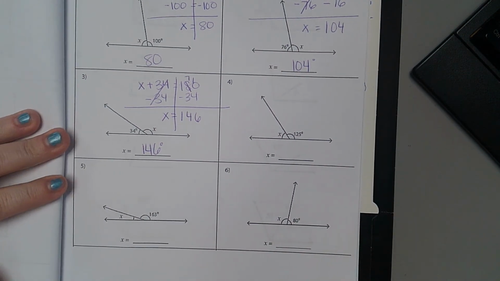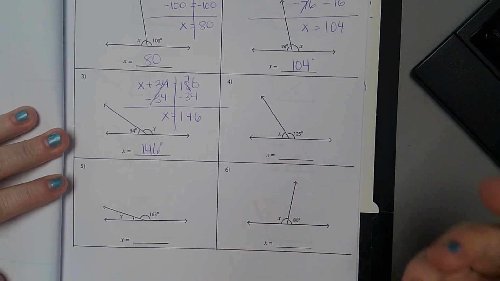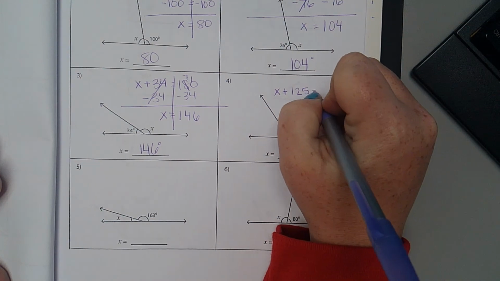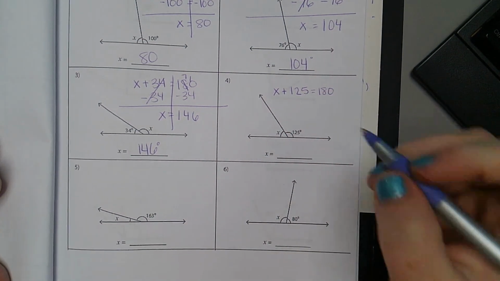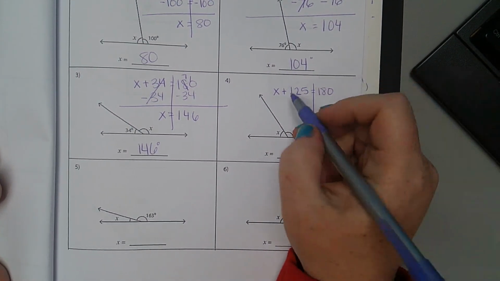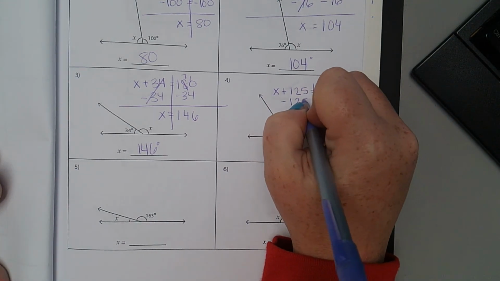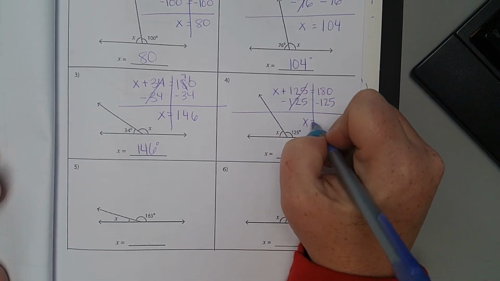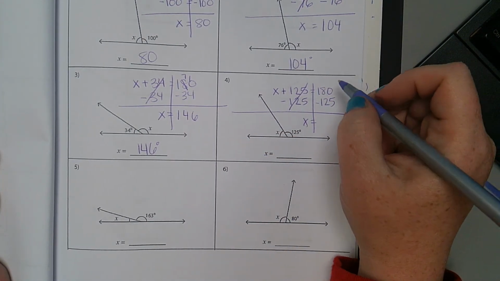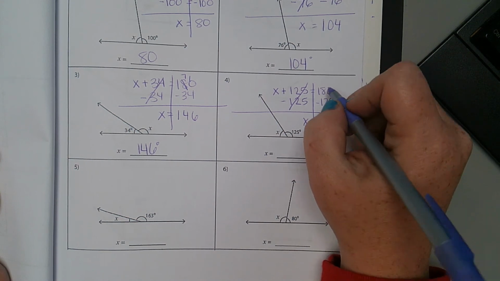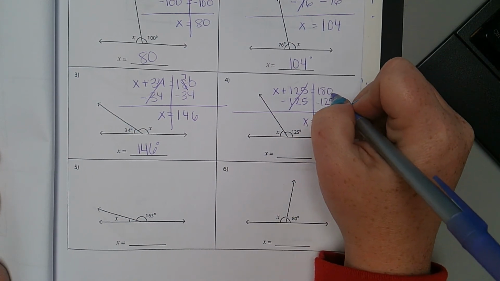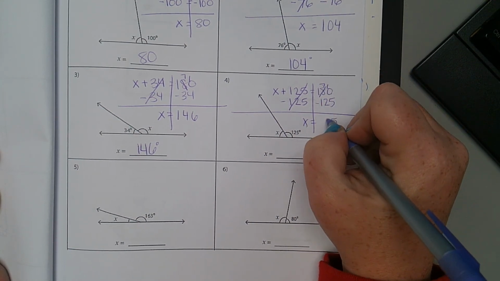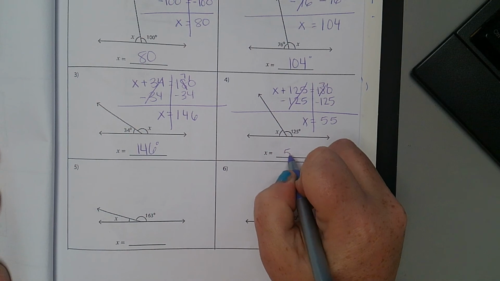Number 4. We have x and we have 125. So x plus 125 equals 180. The opposite of plus 125 is minus, leaving you with x equals 55, I think, but we'll double check. Can't take away from 0, so we have 7. 10 minus 5 is 5. 7 minus 2 is 5. And 1 minus 1 is 0, so 55.